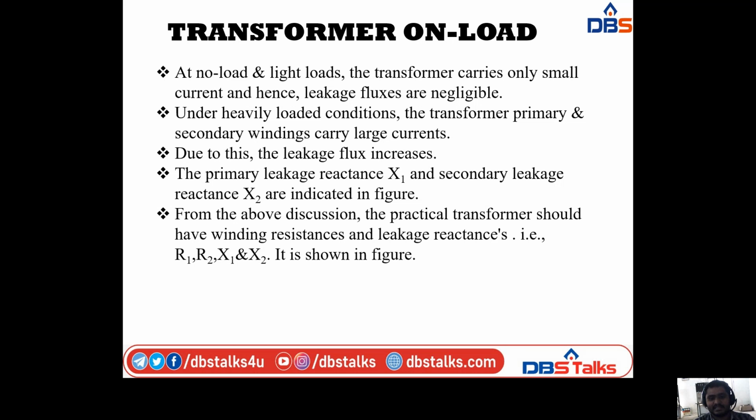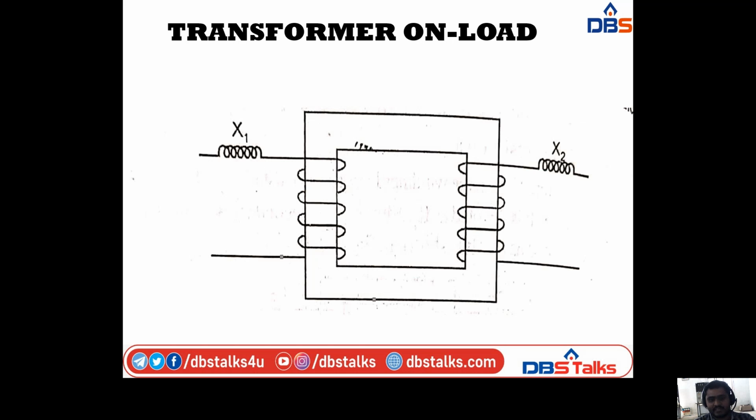The primary leakage reactance X1 and secondary leakage reactance X2 are indicated in the figure. From the above discussion, the practical transformer should have winding resistances and leakage reactances, that is R1, R2, X1 and X2. So this is the diagram we have, with the reactances X1 and X2. This is the transformer, which consists of one magnetic core and two windings. The primary winding has some reactance, that is X1, and the secondary winding has some reactance, that is X2.